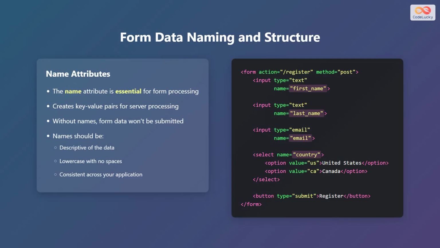The name attribute is essential for form processing. It creates key-value pairs that the server uses to process the data. Without names, the form data will not be submitted. Names should be descriptive of the data, use lowercase letters with no spaces, and be consistent across your application. For instance, in the given example, we have the input fields first name, last name, and email. These fields have the name attributes first_name, last_name, and email.